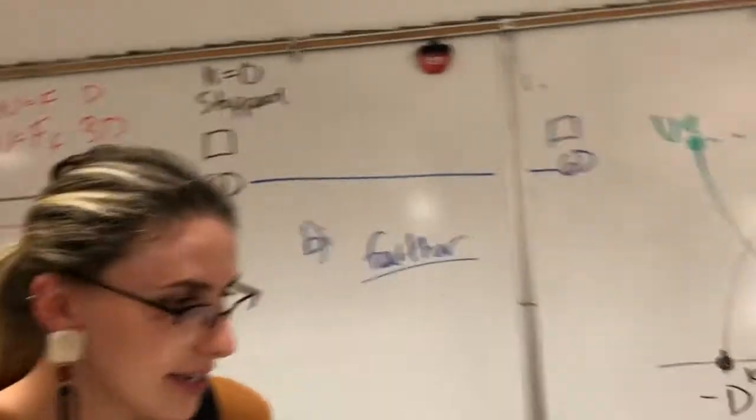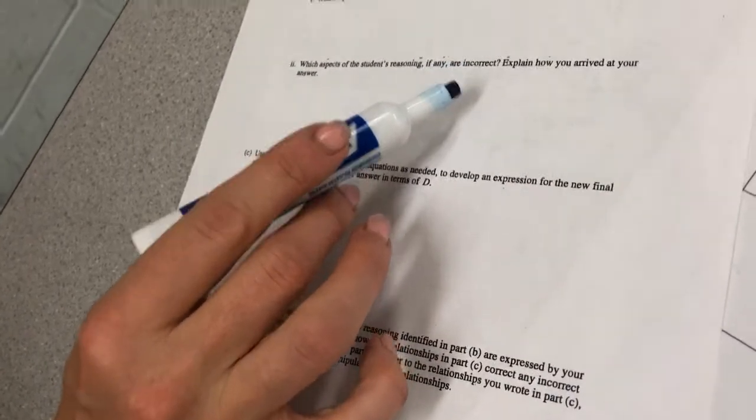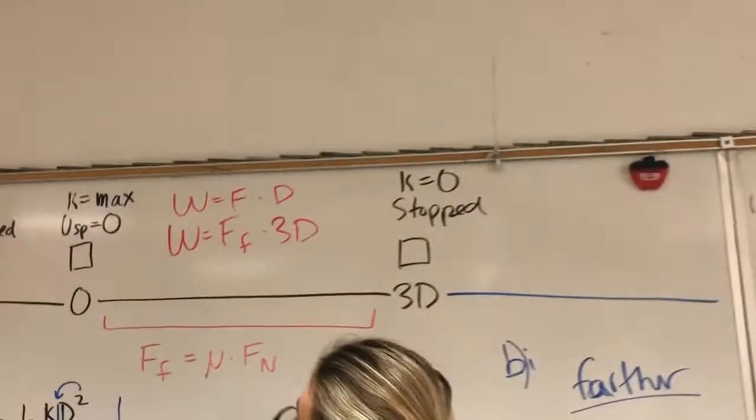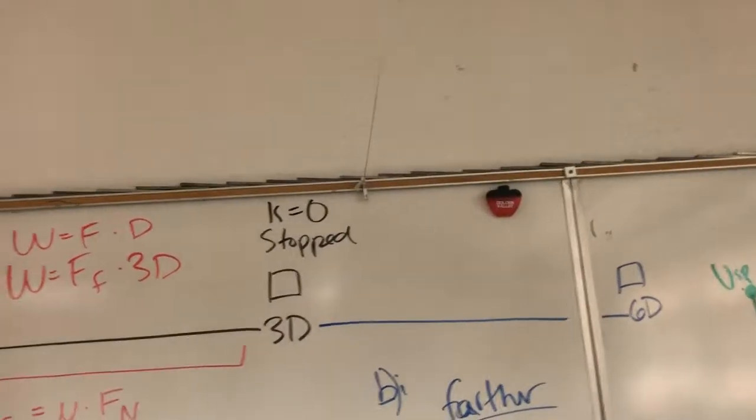Okay. All right, so what was that question we're trying to answer? It says which aspects of the student's reasoning are incorrect. Explain how you arrived at your answer. And so the block is not going to go 2 times as far. Rather, it's going to go 4 times as far. Yes.